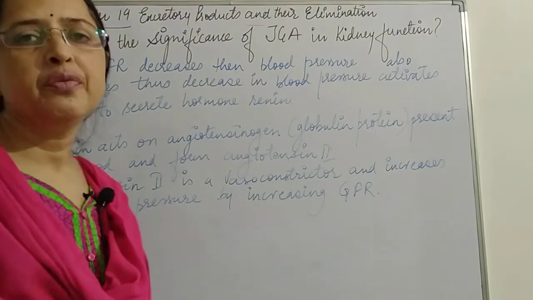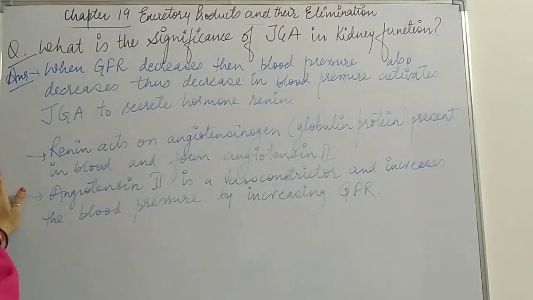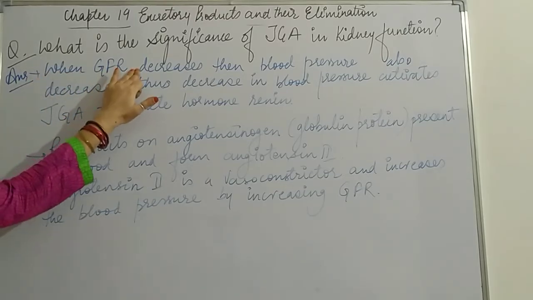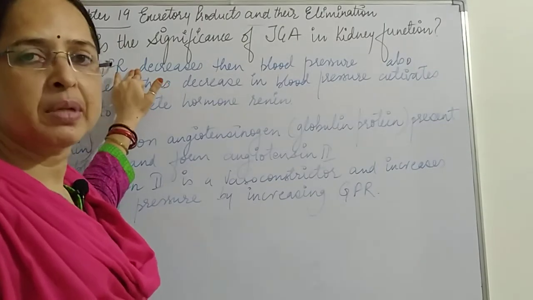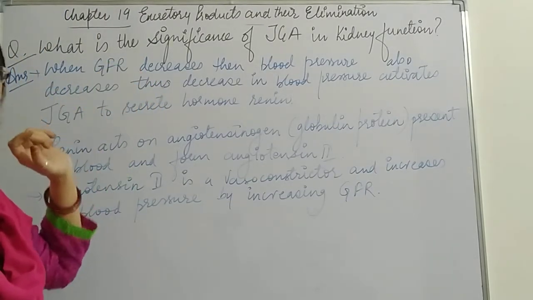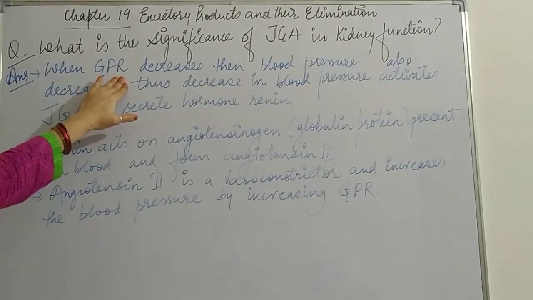Now students, here we are with the next question. What is the significance of juxtaglomerular apparatus in kidney functions? We have already discussed this juxtaglomerular apparatus. Now what is its role in the kidney function? So look over here. When glomerular filtration rate decreases, what is glomerular filtration rate? That is, 125 milliliters of filtrate formed in 1 minute. That is called the glomerular filtration rate.